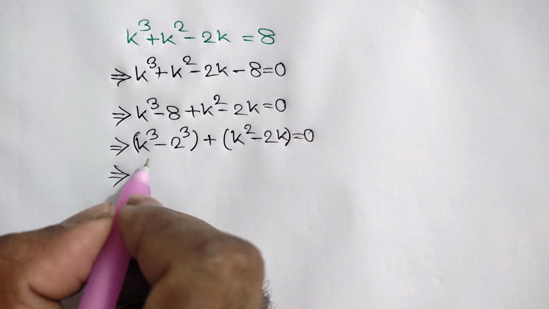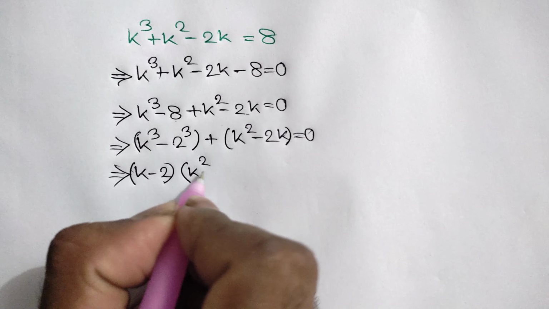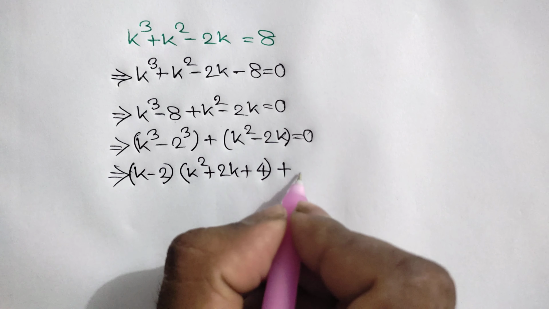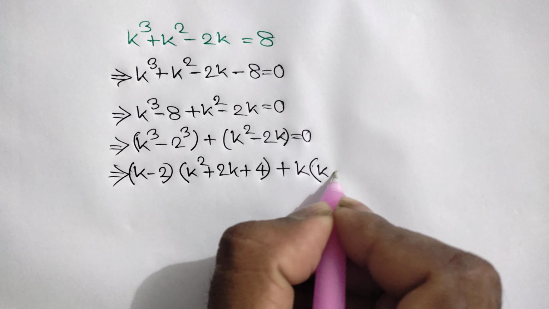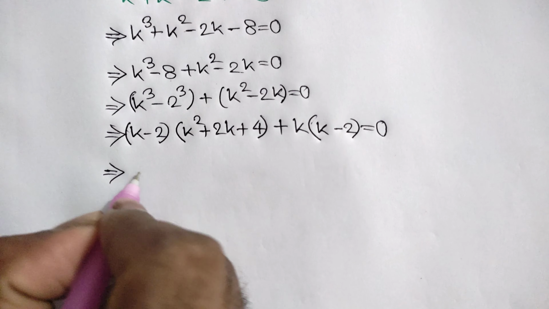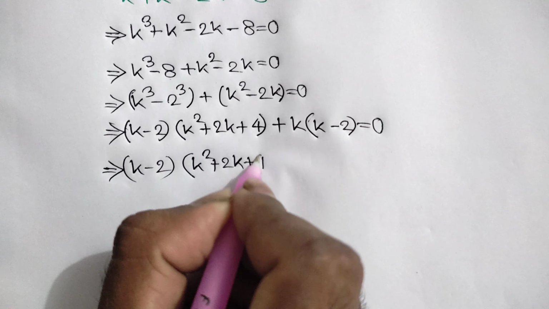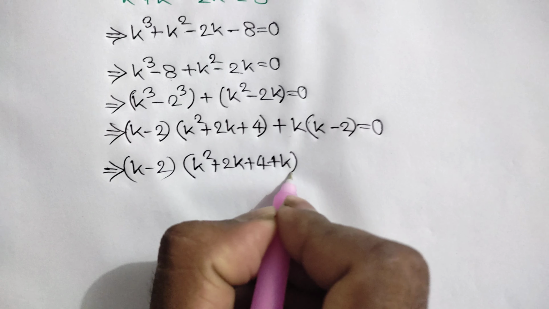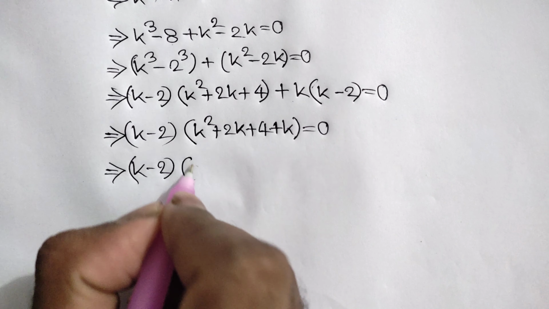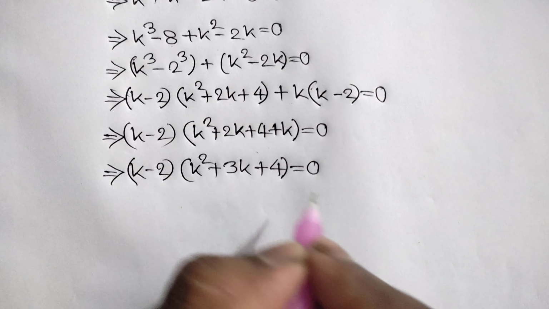Now here we can use an algebraic formula. So we can write here k minus 2 times k square plus 2 times k is 2k plus 2 square, that means 4, plus now taking k common from these two terms, we will get k times k minus 2 is equal to 0. Now taking k minus 2 common, we will get here k square plus 2k plus 4, and here we will get plus k is equal to 0. Or k minus 2 times k square plus 2k plus k is 3k plus 4 is equal to 0.